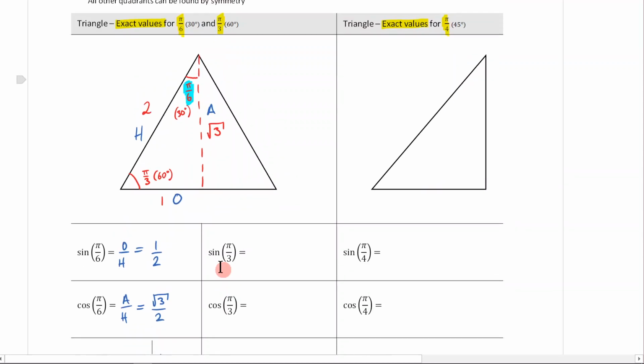Okay, let's now go through the next one. So now go through pi on 3. If we're given pi on 3 and we need to find the exact values, for the first one, sine of pi on 3 is opposite over hypotenuse. So this time I'm actually going to get rid of this one, and that one. So now this is going to be my opposite. This is going to be my hypotenuse. My opposite is going to be the square root of 3, and my hypotenuse is going to be 2.